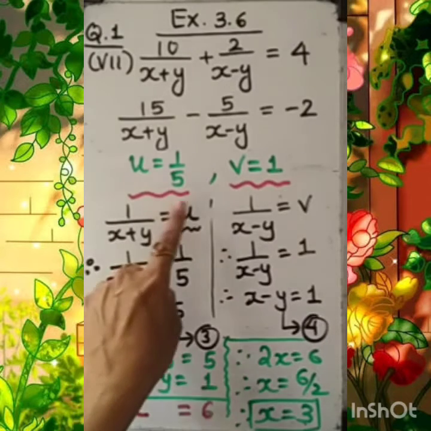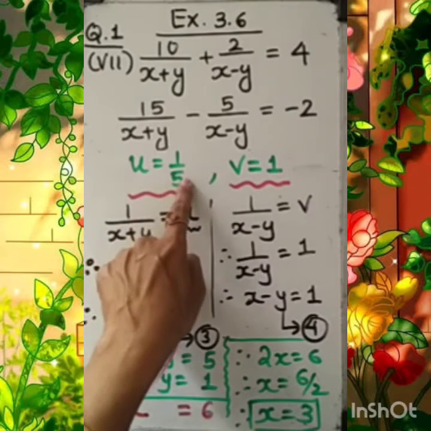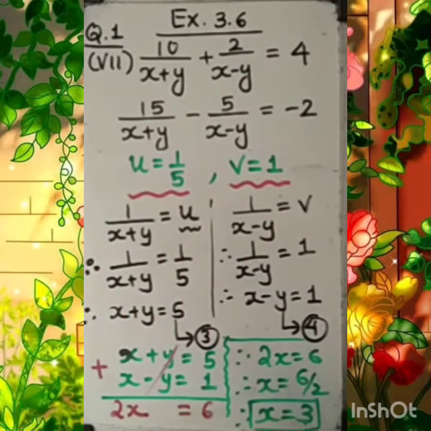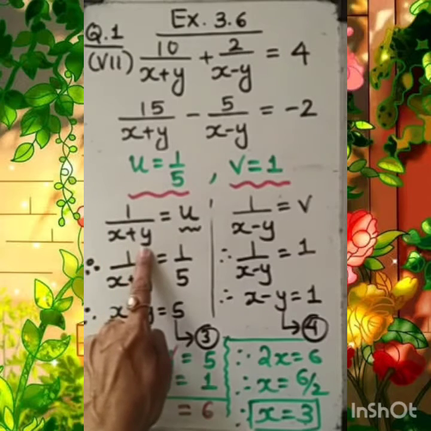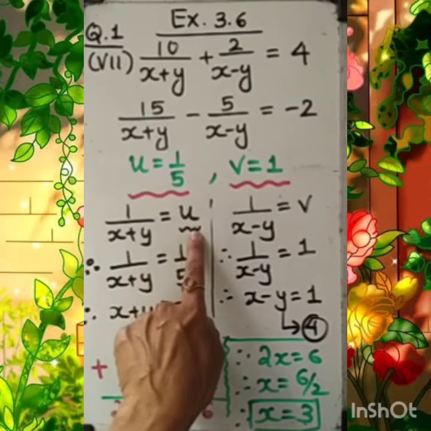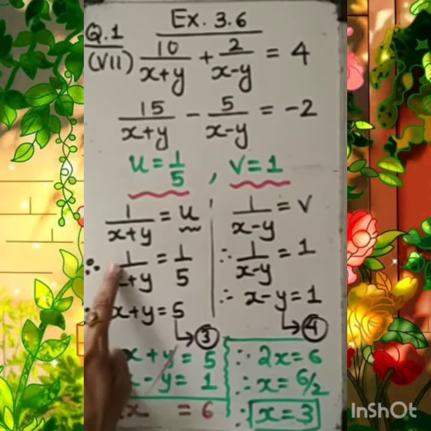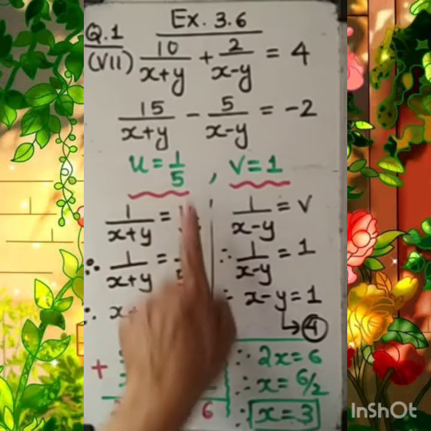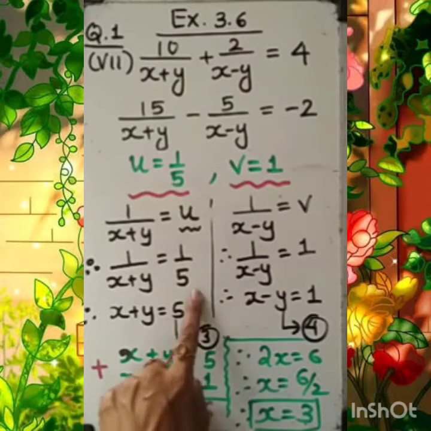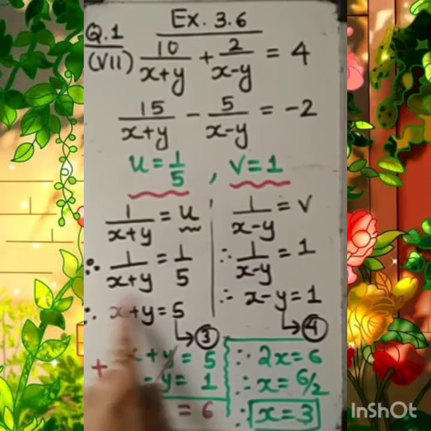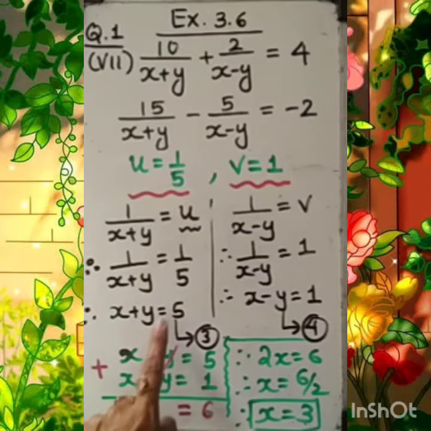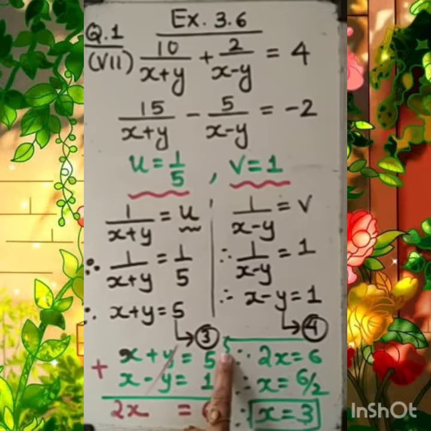Again, I am explaining from here. u equal to 1 by 5, v equal to 1. Clear? Now, as we know, the value of u is 1 upon x plus y, which we assumed in the beginning only. That is equal to u. And 1 upon x plus y, in place of u, I have written 1 by 5. So, cross multiplication, a new equation has been formed. Let me call this equation number 3.